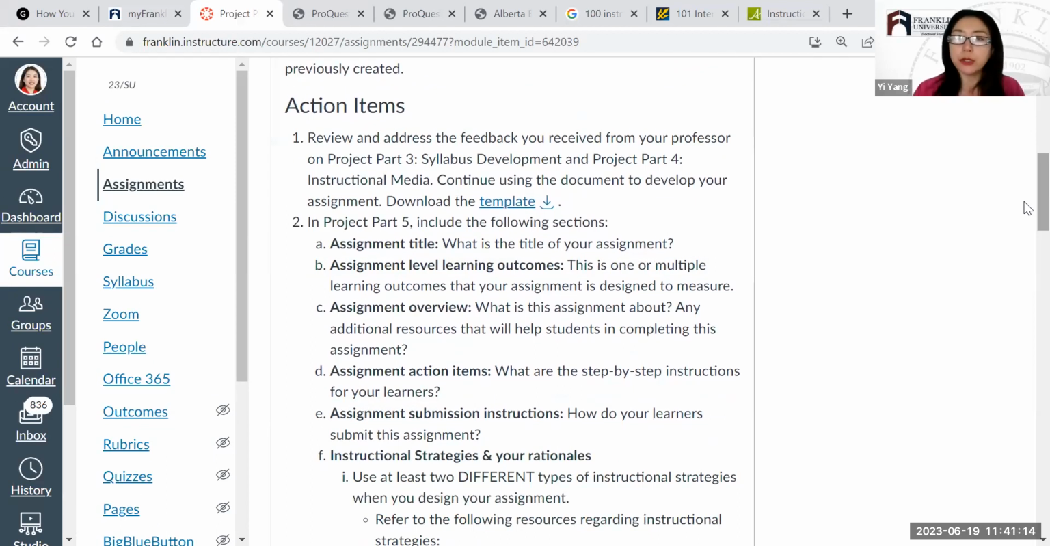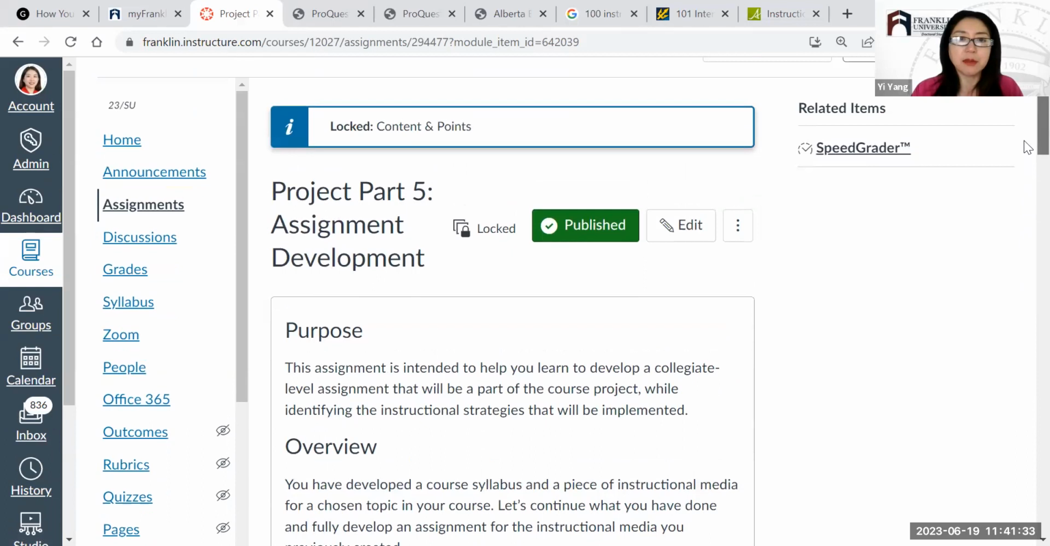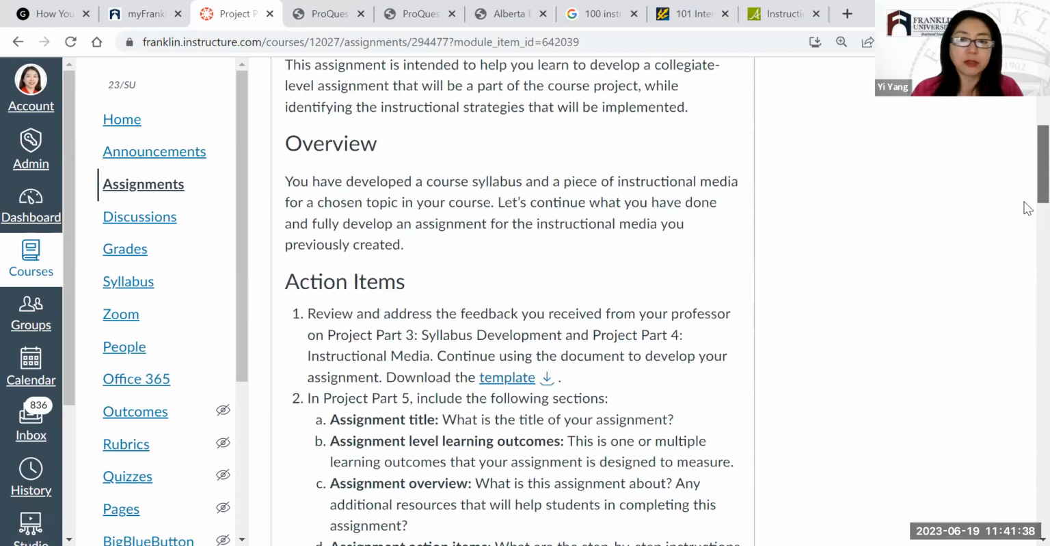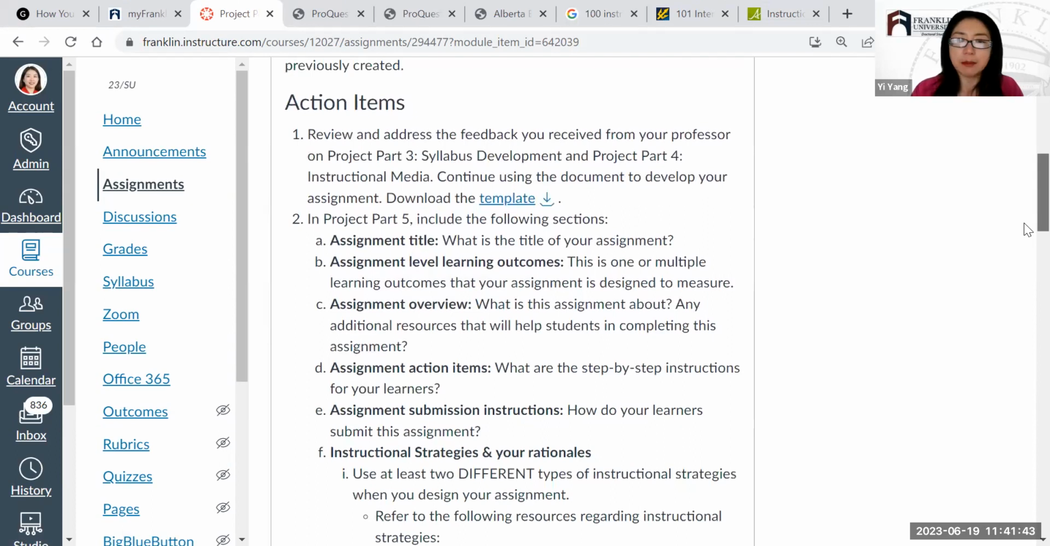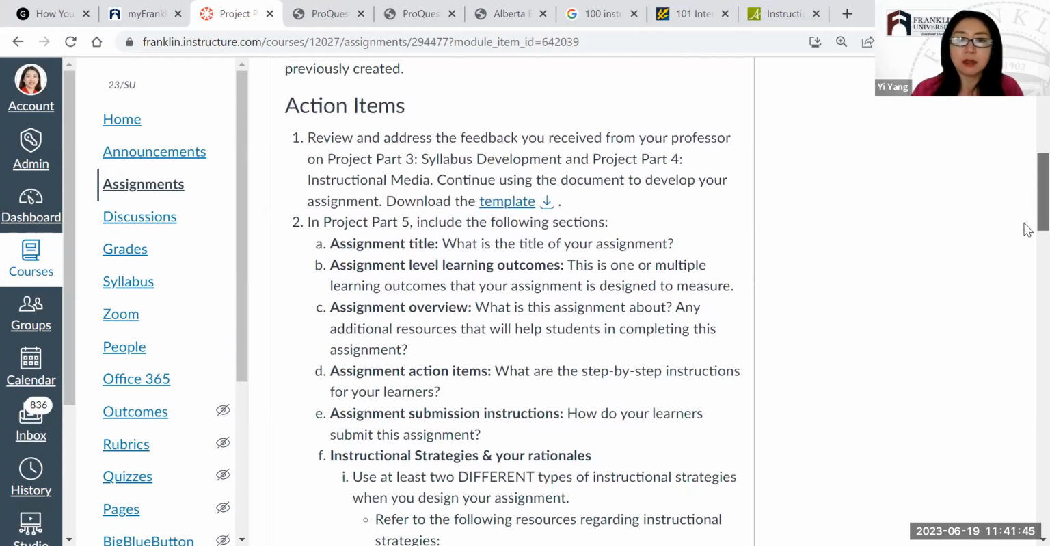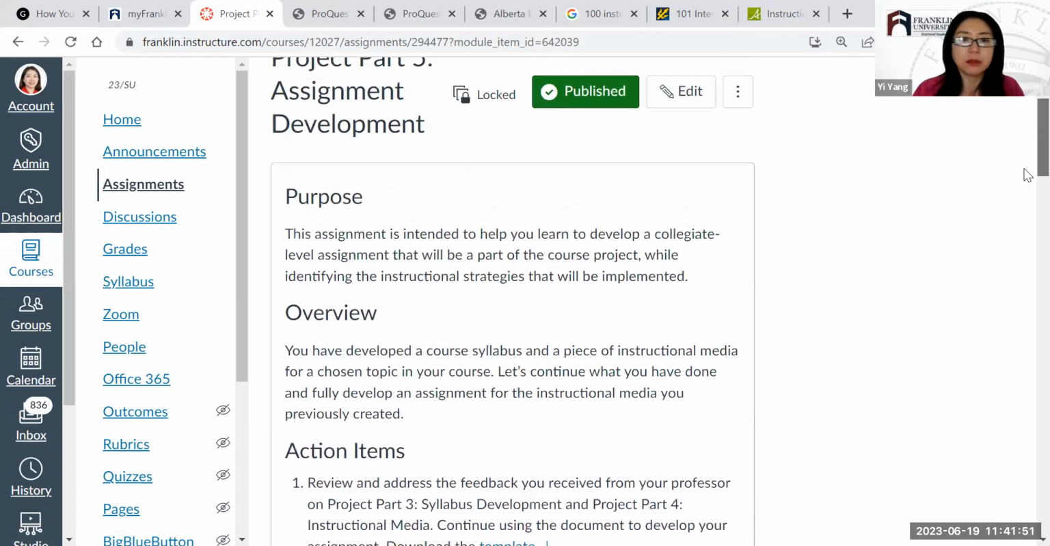So what should be included in the assignment or activity that you developed? There's a template, load the template to use that. Within the template are all of those sections. What's the title of your assignment? For example, the title of this assignment is Project Part 5, Assignment Development. Or what's the title of your activity? What outcomes are being measured in the assignment you developed?